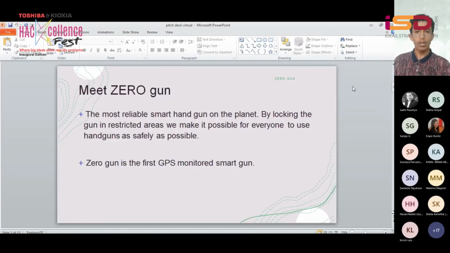Now meet our product, the organ, the most reliable smart handgun on the planet. By locking your guns in certain places, we made it possible for everyone to use guns as safely as possible.